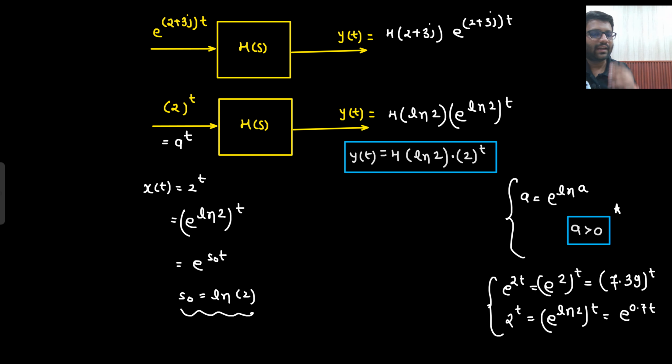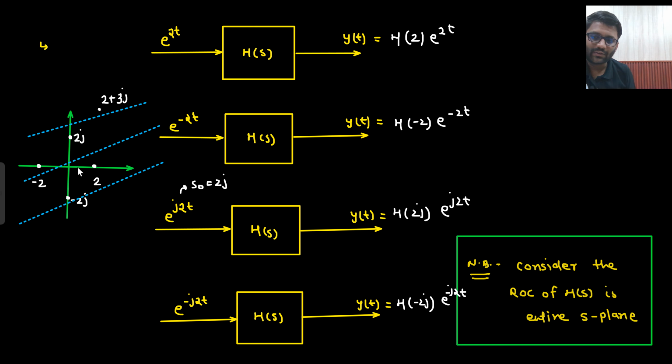So a to the power t and e to the power s naught t are the same thing, right? But the condition should be that ln 2 should be lying in the region of convergence. What is the value of ln 2? 0.7. So 0.7 should be lying in the region of convergence. So where would be 0.7? 0.7 would be somewhere here. So this is the point of ln 2. So ln 2 is lying in the region of convergence.